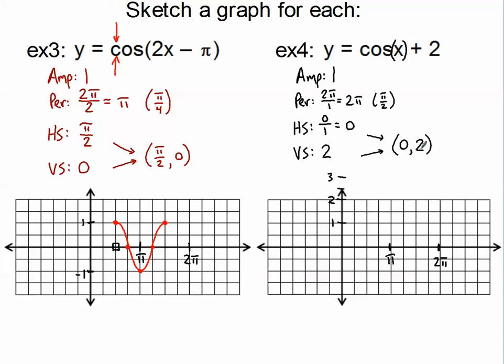Okay, our starting point is 0, 2. So that's right here. I'm going to put a little box. That's where my graph is going to start. Now let's see what pattern it's supposed to be.